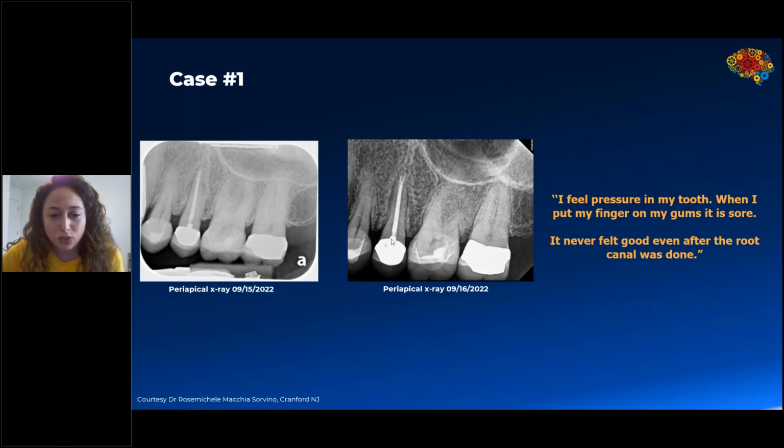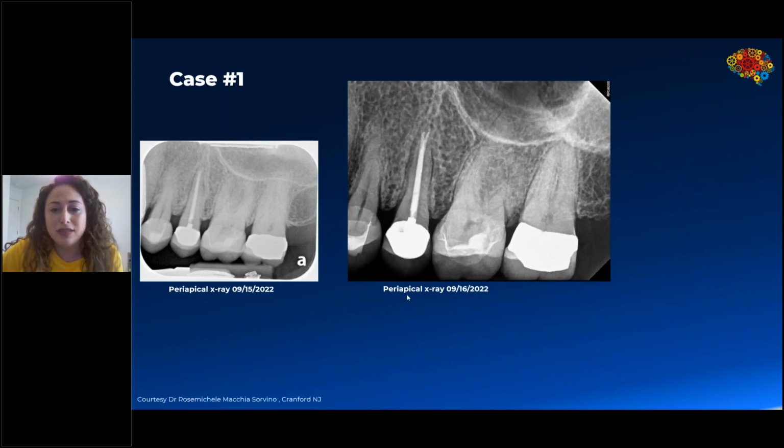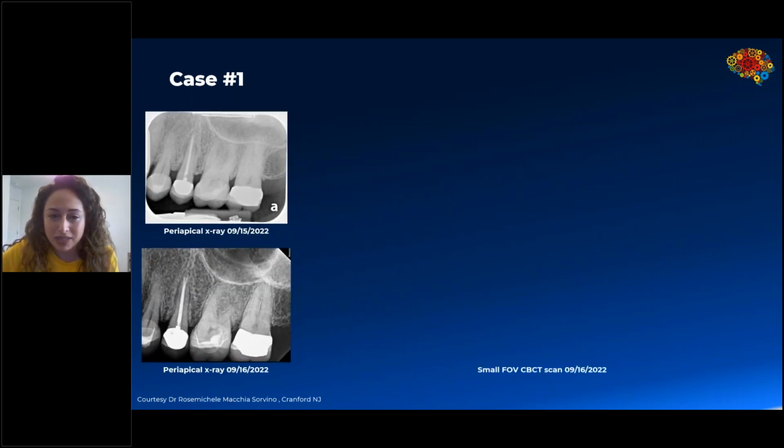When we look at that tooth, we can see there's a root canal treatment. I can see there's PDL space widening, but I'm not sure I can see anything beyond that. Even if we zoom in and take a closer look, if you see anything more, please type it in the chat. But I don't think this answers the patient's symptoms. So our clinical findings do not correlate with our 2D findings. This is when they decided to take a CBCT scan.